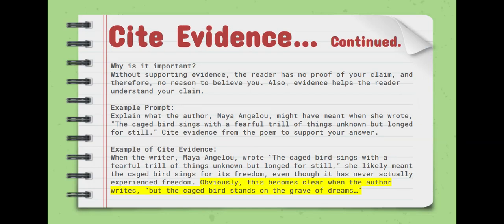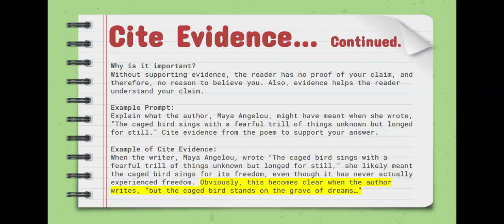Now, it's important because without supporting evidence, the reader has no proof of your claim and therefore no reason to believe you. Also, evidence helps the reader understand the claim. So when you read something like a news article, most likely the author that published that article provides some evidence, and that's to prove their claim. Anybody can say anything, but you got to have proof. You got to have the receipts to prove what you're saying. So let's take a look at our example prompt again. It's the same one that we've been using.